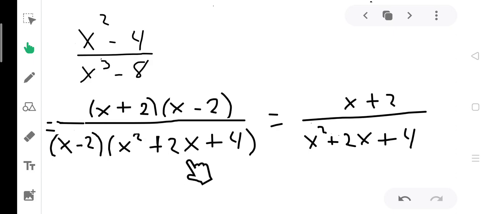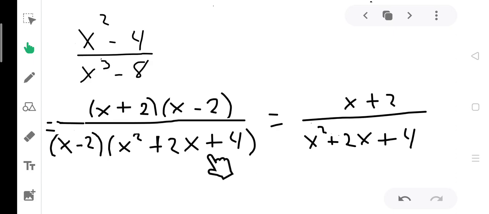And then to get the middle term, we are going to multiply the first and the second term and then get the opposite sign. So we have x times negative 2, that is negative 2x. The opposite sign of that is positive 2x. Then for the last term, we have to square the second term in the binomial factor. So negative 2 times negative 2, that is positive 4.